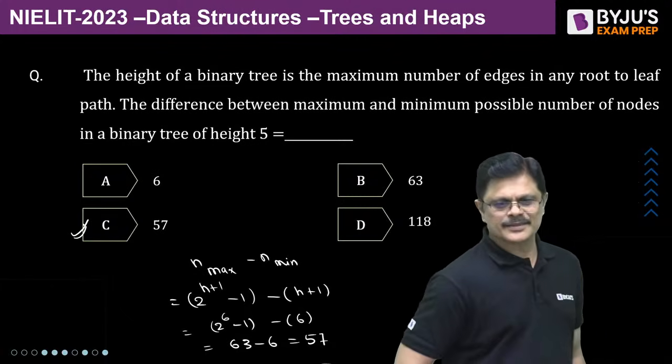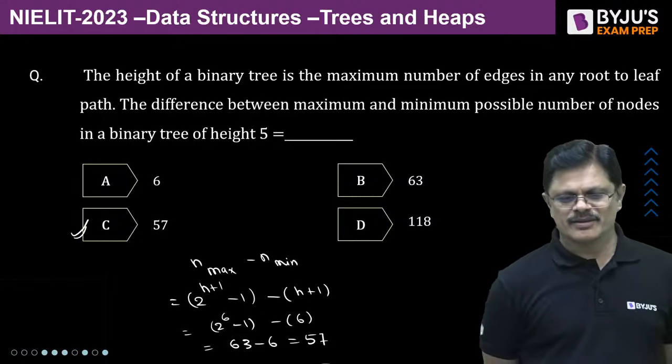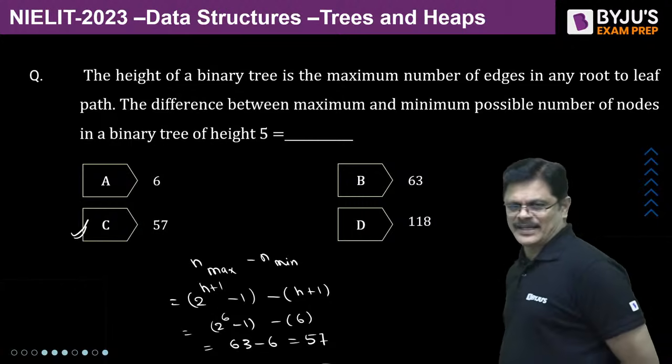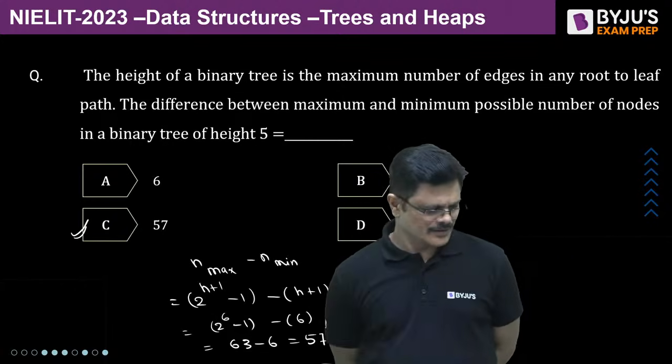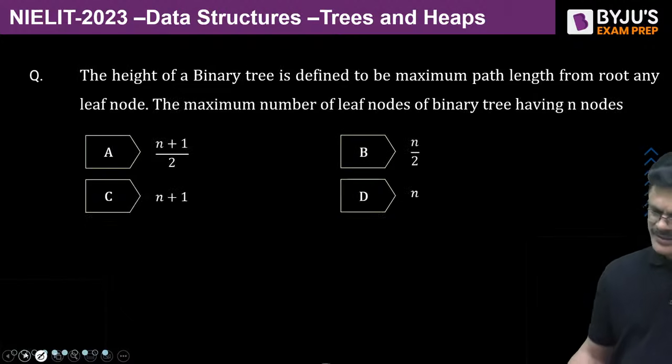C is the correct answer. Wow. Super, perfect, wonderful, nice. Okay. Sometimes some options will be very troubling.